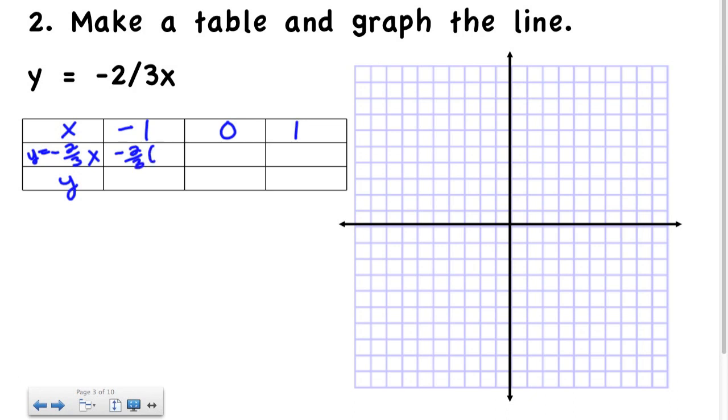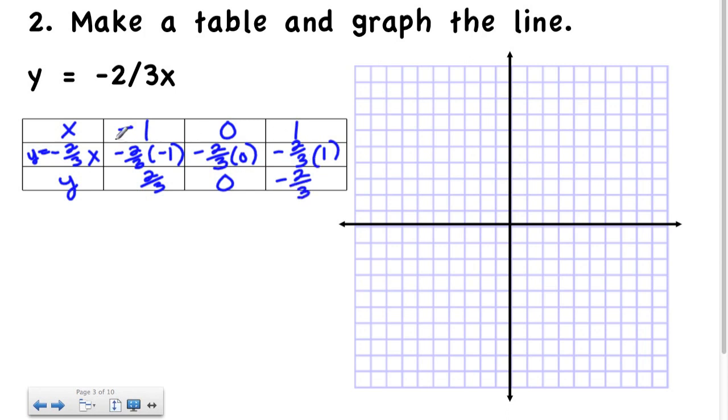-2/3, and then in parentheses, -1. So anything times -1 just changes the sign of the other number. So -1 times -2/3 is 2/3. And then you're going to plug in 0. -2/3 times 0. Anything times 0 is 0. And -2/3 times 1 will give you -2/3, because anything times 1 is the other number.